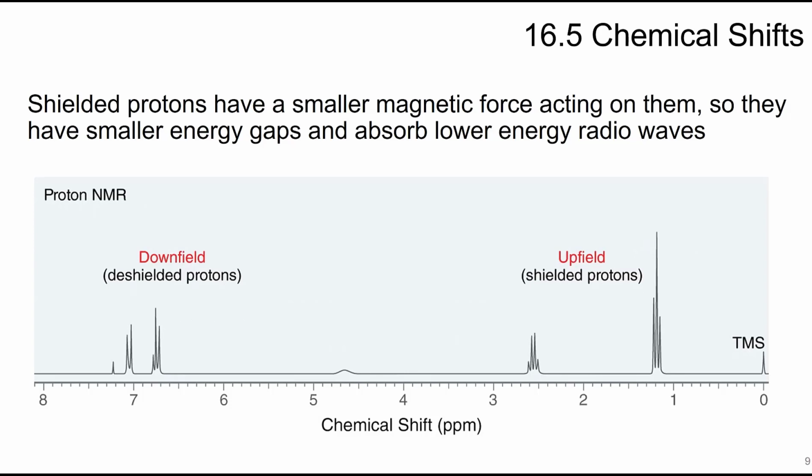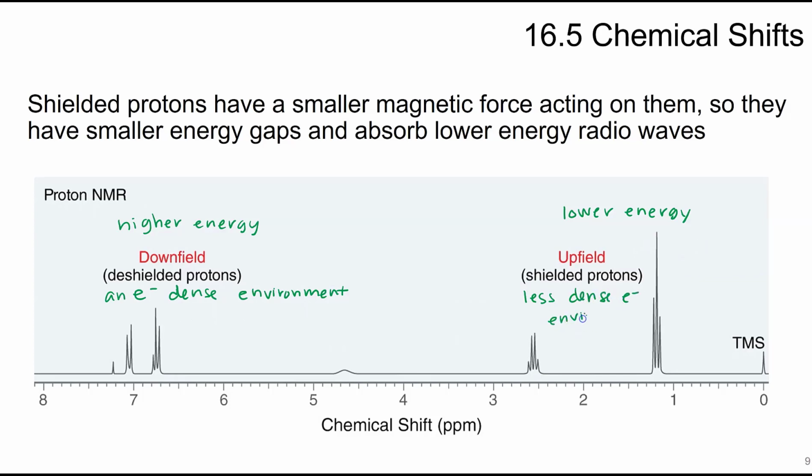So shielded protons have a smaller magnetic force acting on them. So they have smaller energy gaps and so absorb lower energy radio waves. So these are your lower energy protons down here. This is higher energy. So these are deshielded protons, which pretty much means there's an electron-dense environment. So it could be from oxygens or pi bonds or benzene ring. These are low energy, which has less dense electron environments. So your CH2s, CH3s, those are going to be in the lower regions.